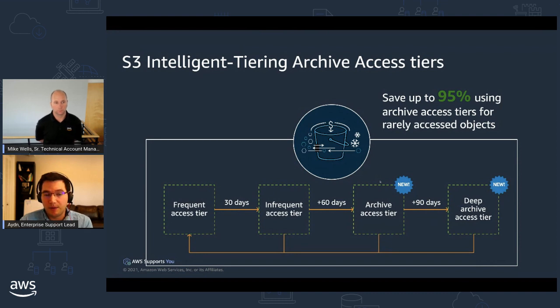So customers can opt in to one or both archive tiers. When activated, S3 Intelligent-Tiering will automatically move objects that haven't been accessed for 90 days to the Archive Access tier, and after 180 days to the Deep Archive Access tier. That's where customers can save up to 95% on storage costs for these rarely accessed objects. And Mike, I know you mentioned it, but I just wanted to reiterate, $1 a terabyte, so $1,000 for a petabyte of storage, is really impressive.